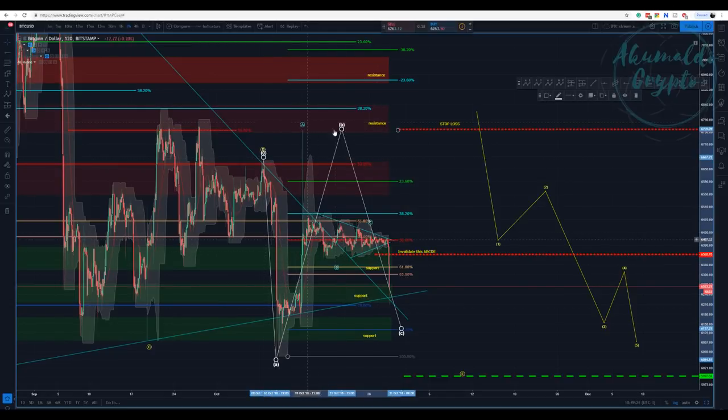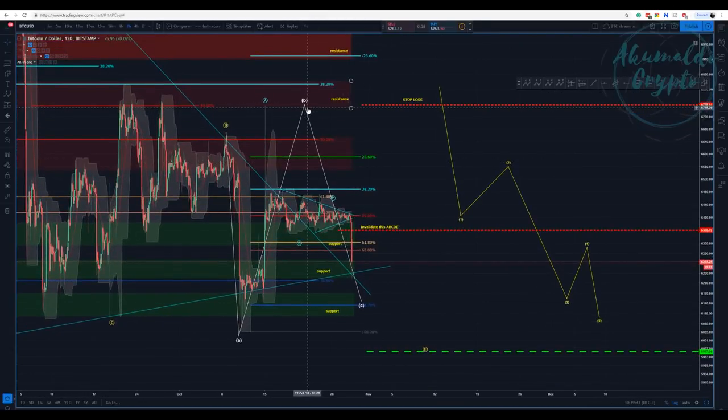Show the wave, yes. This is a running flat, okay? If C finishes like here, if it fails to break this support here, then a lot of people could consider this 1, 2, okay? That's the thing about Elliott waves. We have different counts. You need to account for this characteristic.